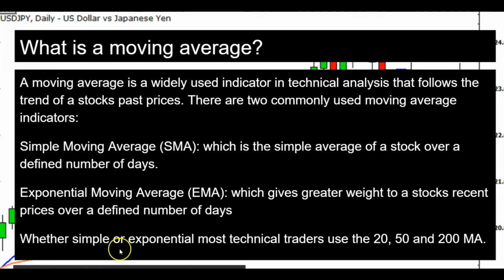Whether you use the simple or exponential, most technical traders use these three indicators, these three time frames: the 20, the 50, and the 200. And if you're a day trader, you'll probably have a 10. I use 10, 20, and 200. Personally, I don't need the 50, but I use the 10, 20, and 200 for my personal use.